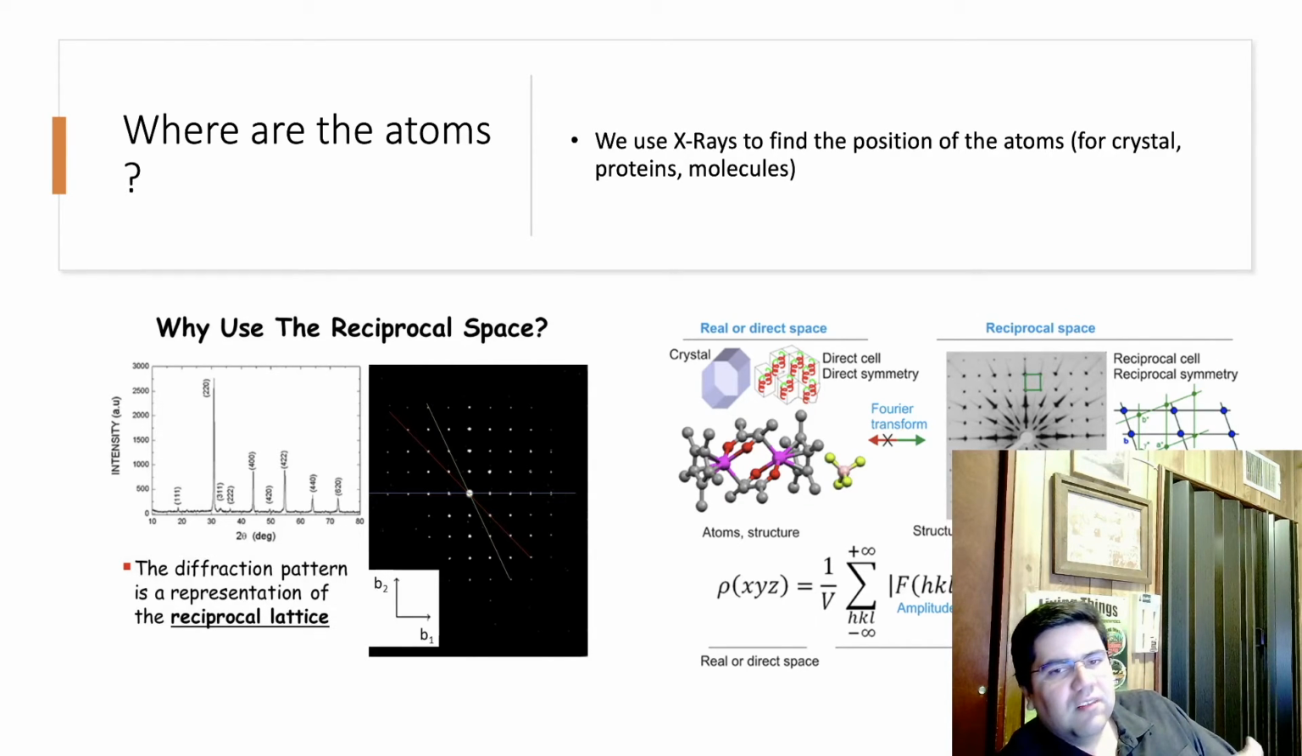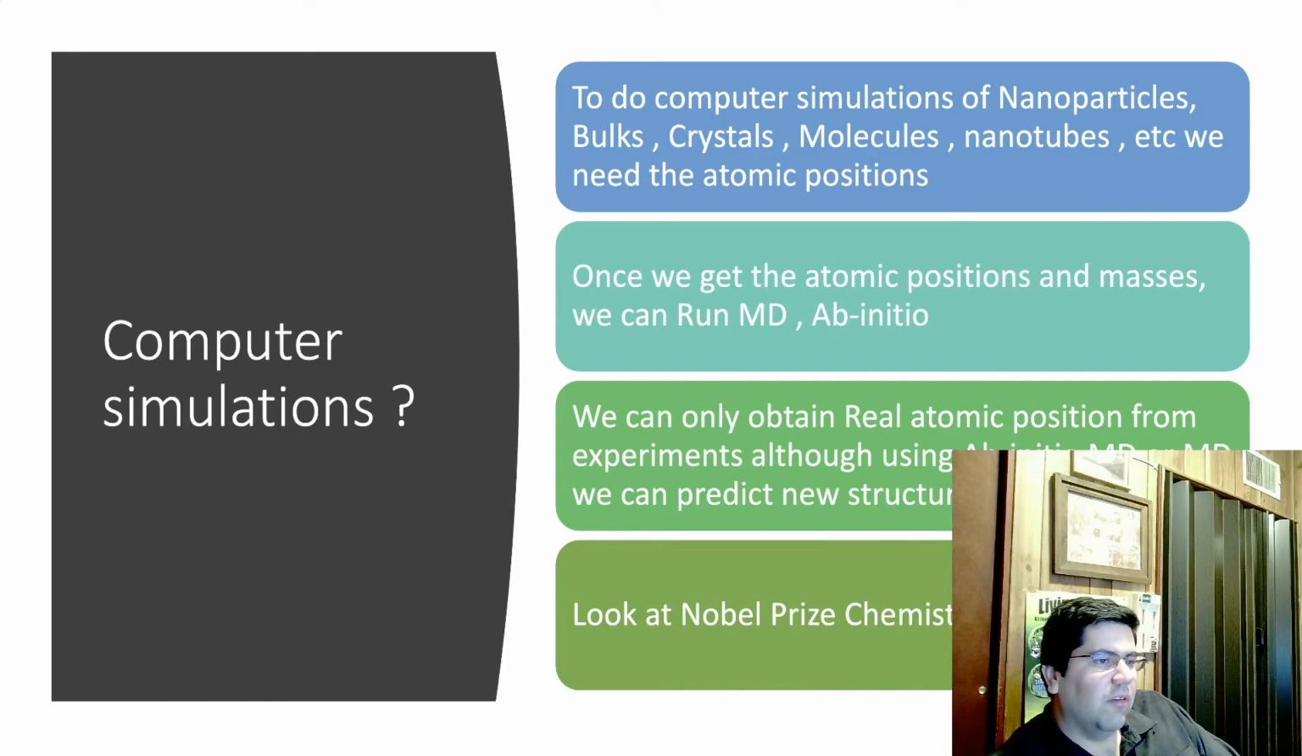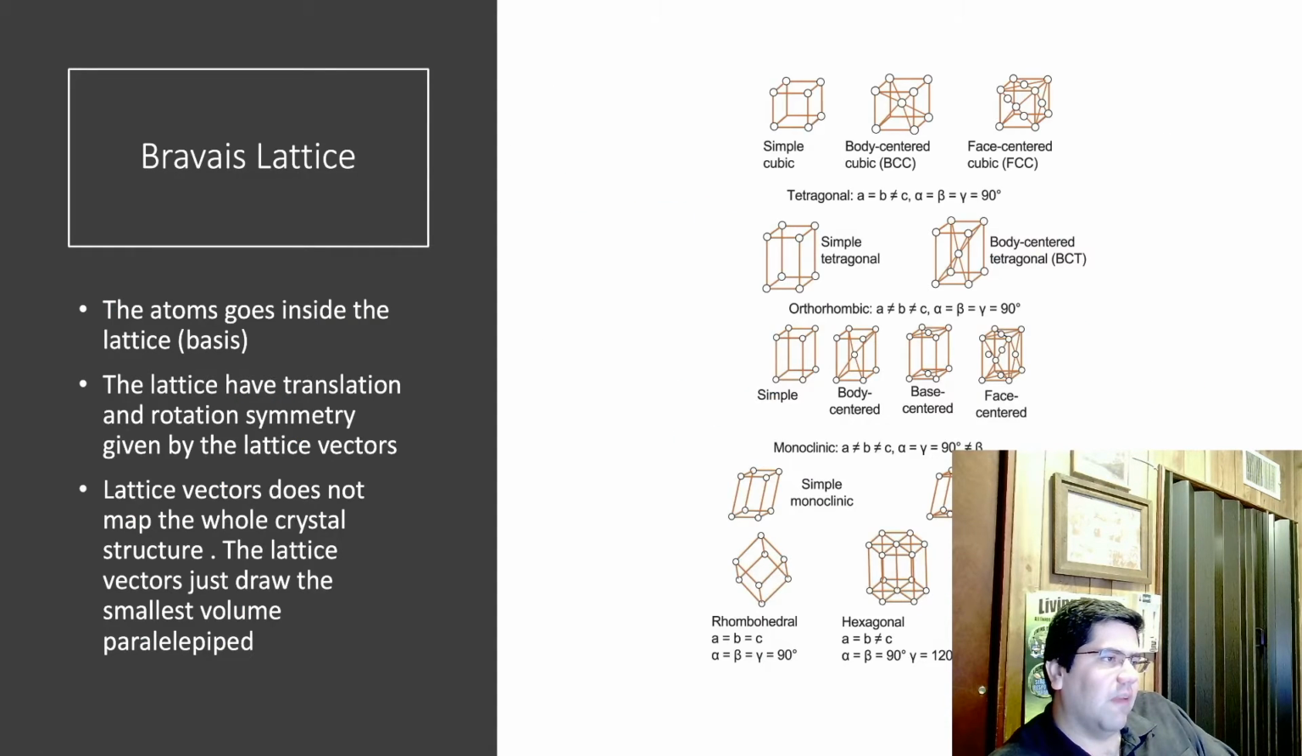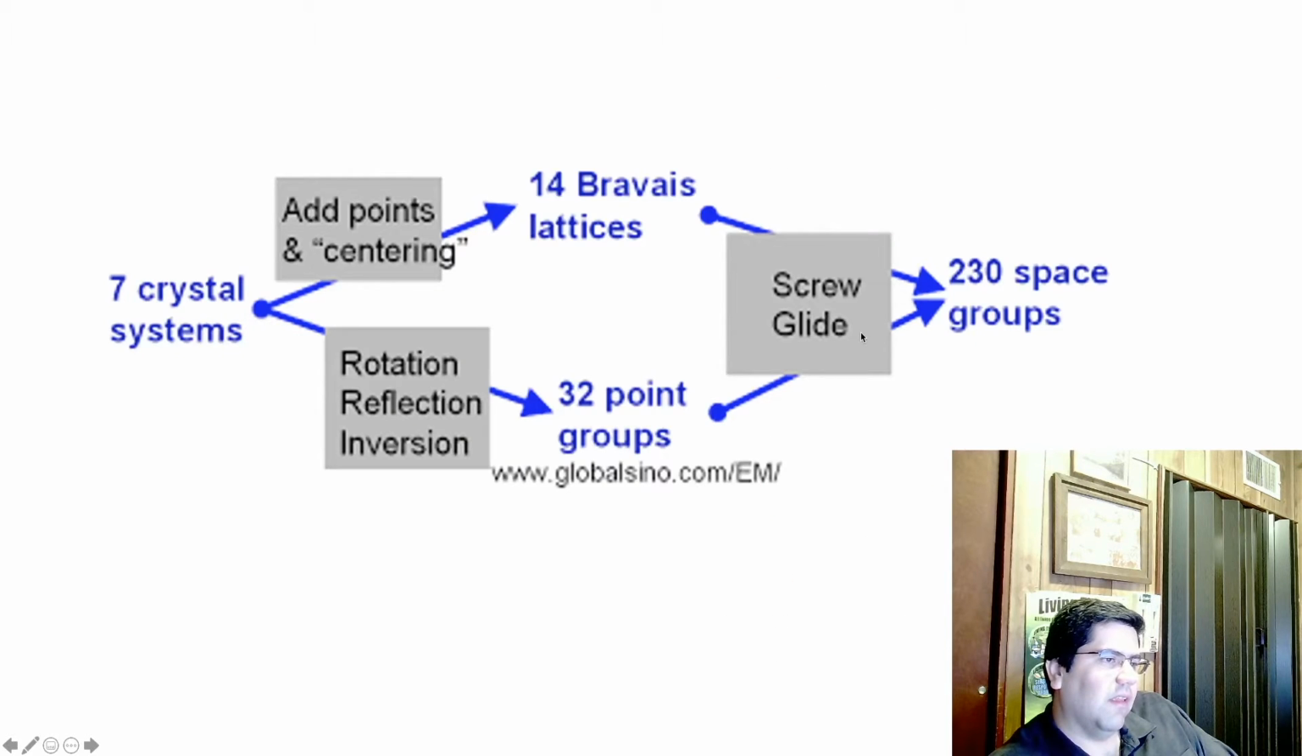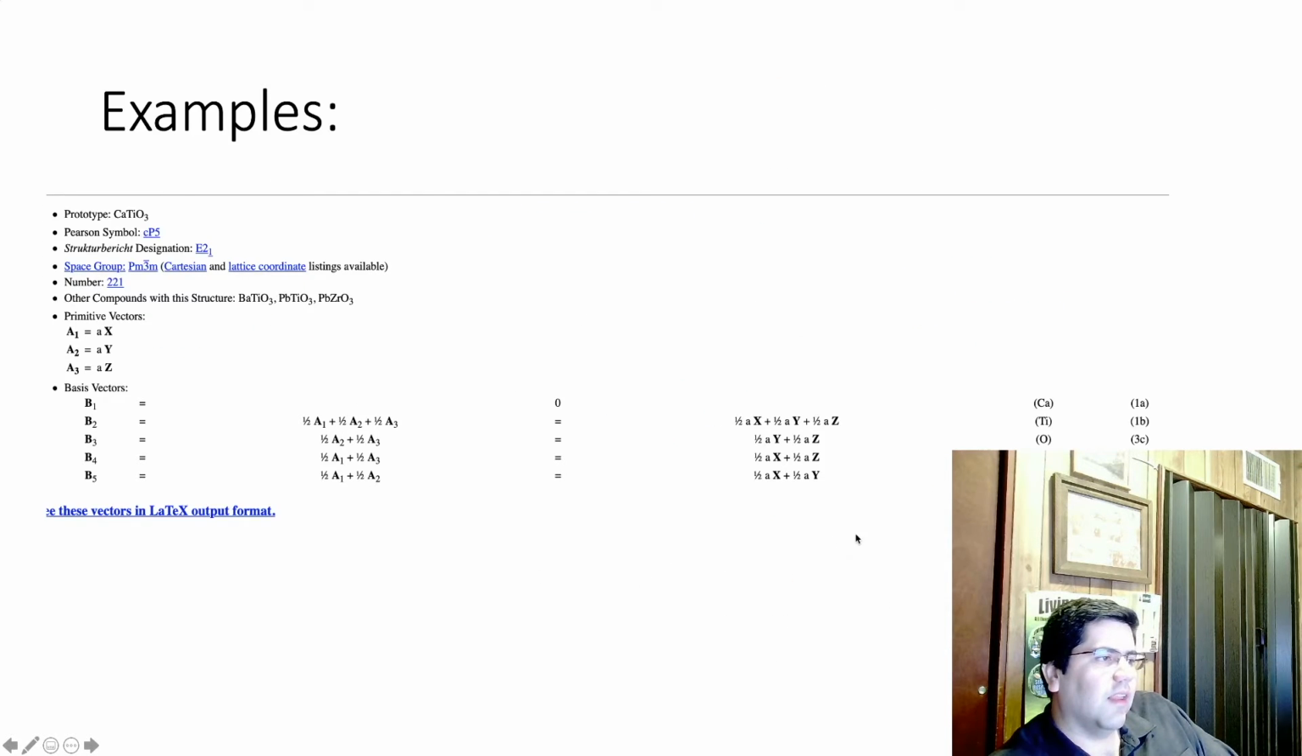But you always need experiments to confirm your results from a computer, regardless if you do it by ab initio or if you do other methods. So, computer simulation, I'm not gonna read this, because when you need to do computer simulation, you have to have the structure. And the way that we do a structure is: just give me the Bravais lattice, give me where the atoms are inside, and then I can make the structure.